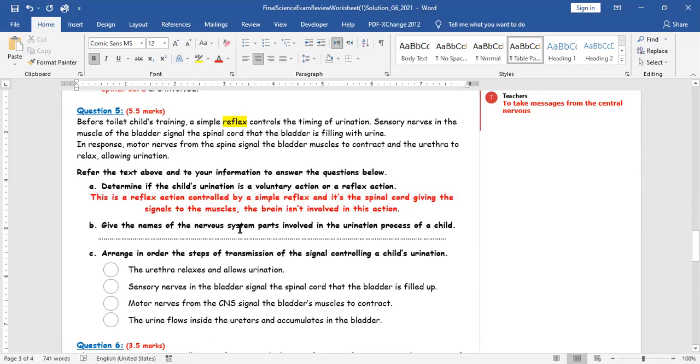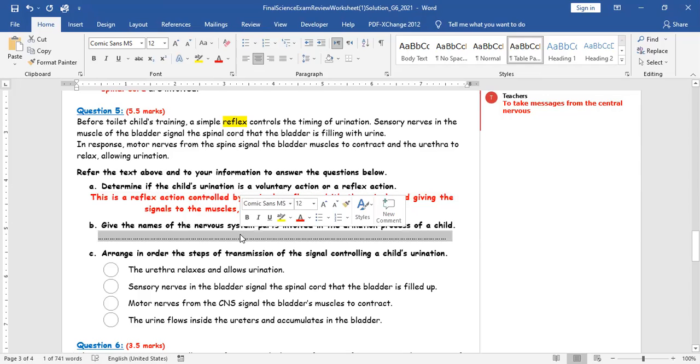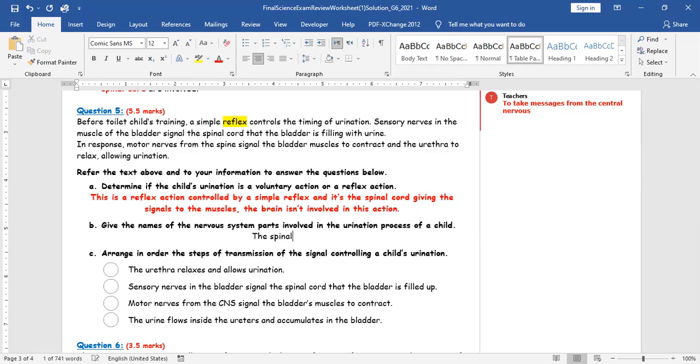Give the names of the nervous system parts involved. So the brain isn't a part, so for sure it's the spinal cord and the neurons, so the peripheral nervous system. The peripheral nervous system is made of all the neurons connected to the muscles or to the sensory organs.